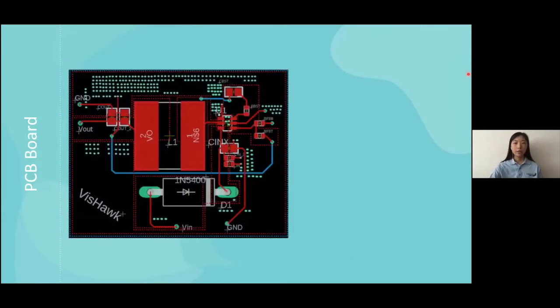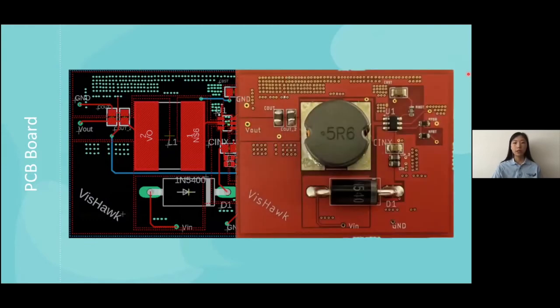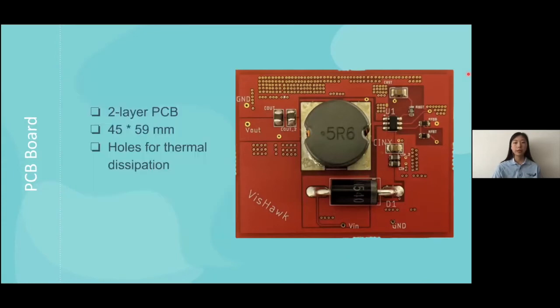On the left, this is the PCB board design made with Eagle software. Then we have the final product of our 2-layer PCB. It's 45 by 59 millimeters large. The inductor and the diode occupy most of the space. We also put a lot of drill holes for thermal dissipation.